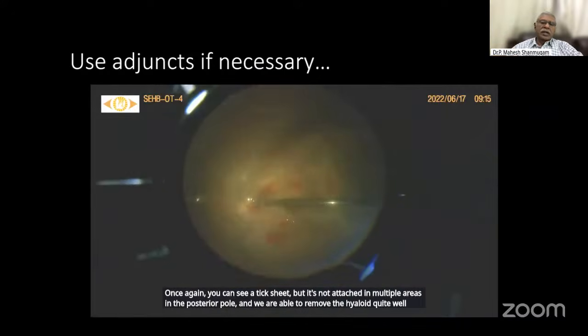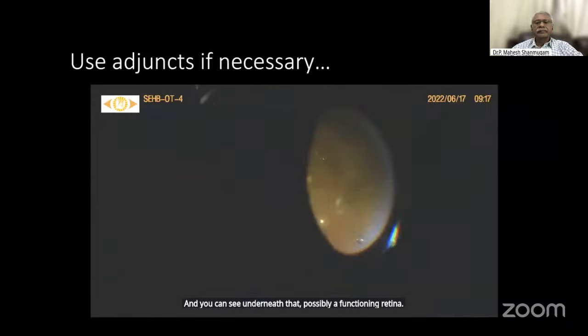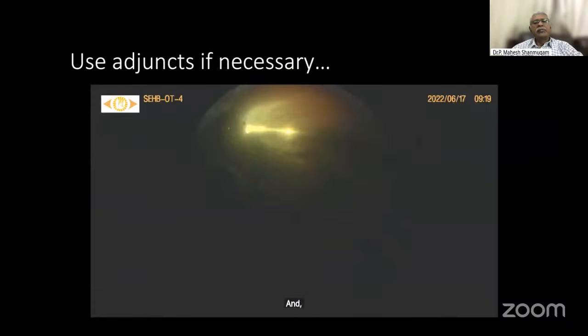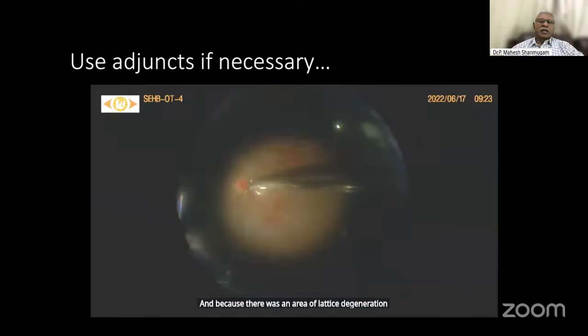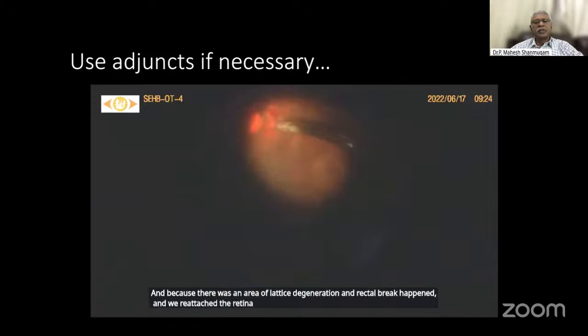And you can see underneath that possibly a functioning retina. As we induced the PVD, he did have a retinal break in the periphery, because there was an area of lattice degeneration. We reattached the retina and used silicone oil in this patient.